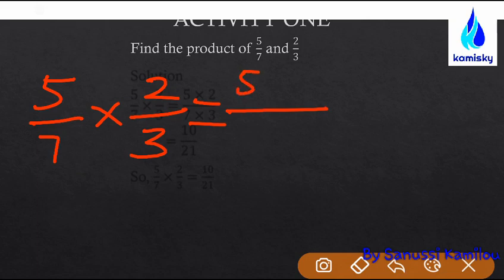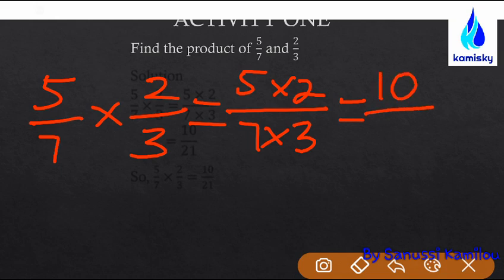The numerators are 5 and 2, so 5 times 2. And the denominators are 7 and 3, making 7 times 3. So what do we get next? Here we can say that the top is giving us 10 and the bottom is giving us 21. Is it not so? As you can see, class, is 10 over 21 in the simplest form, or we can simplify them.